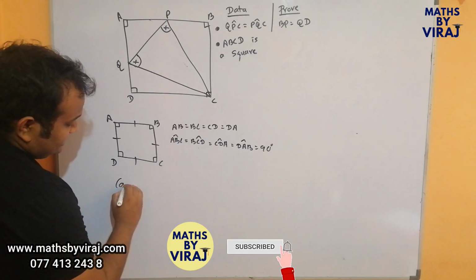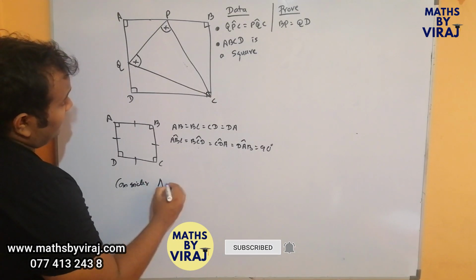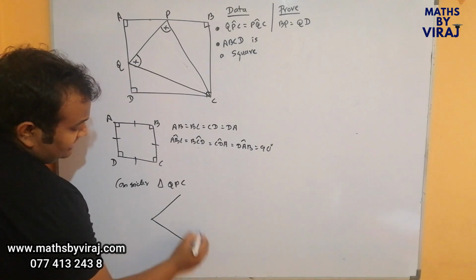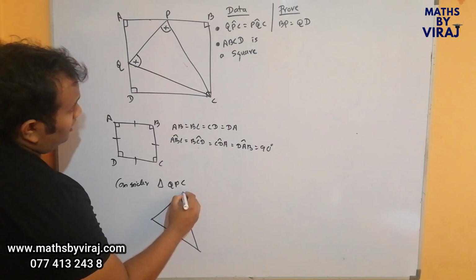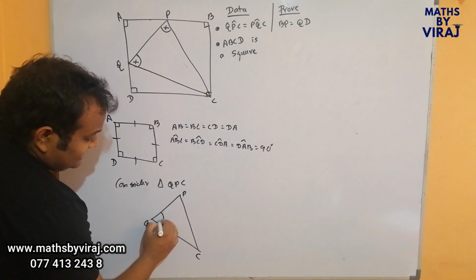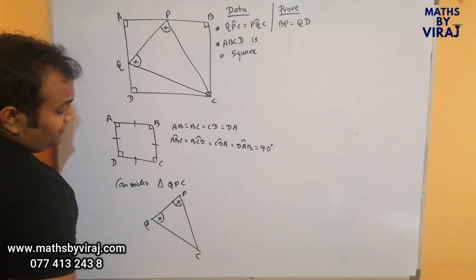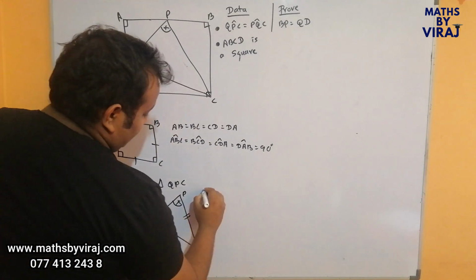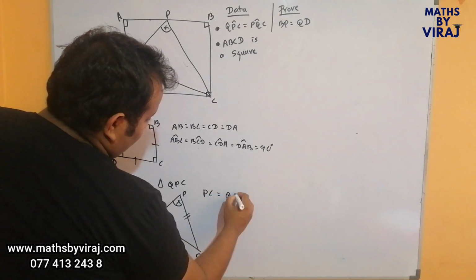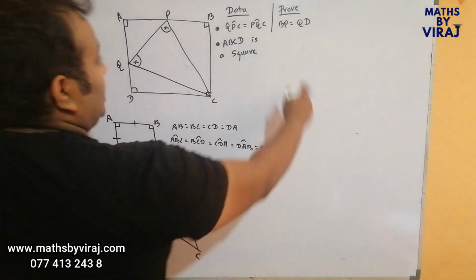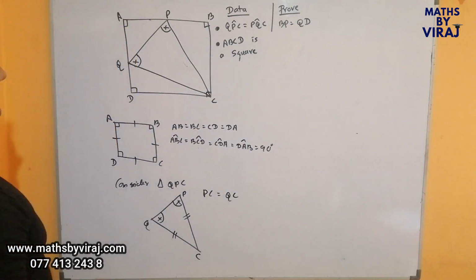Therefore, if you consider triangle QPC, when you consider triangle QPC, if these two angles are equal in value, we can say that these two sides are equal in length. Therefore, we can say that PC is equal to QC. Right. Now, what we have to prove is that side BP is equal to side QD. Fine.